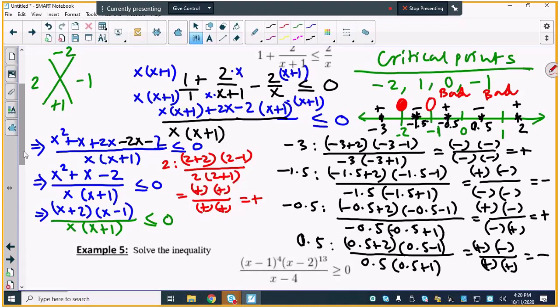The other negative is between 0 and 1. Again, 0 is a bad point. 1 is good. So I will put that sign. So these are the only 2 intervals that I will choose for the solution. And I will say that the solution set is going to be closed negative 2 comma negative 1 open union 0 open comma 1 closed.